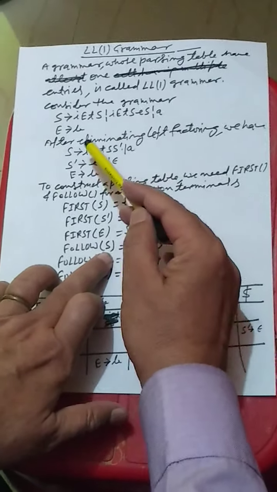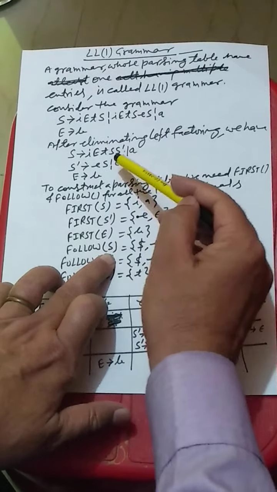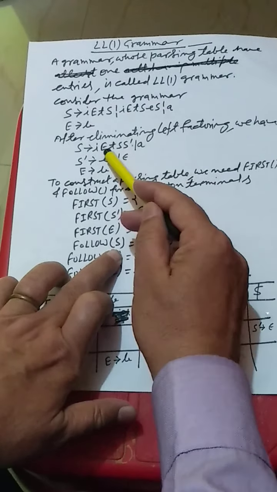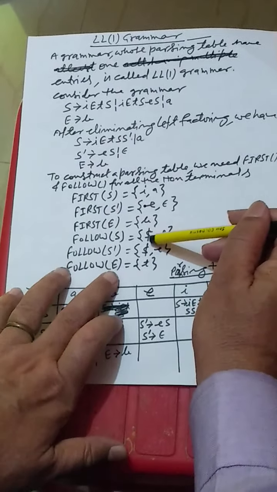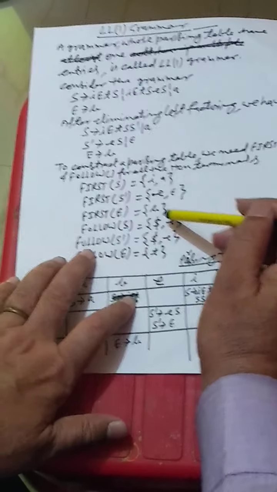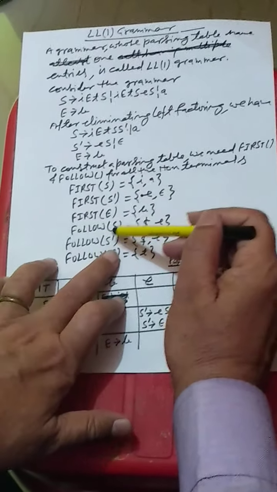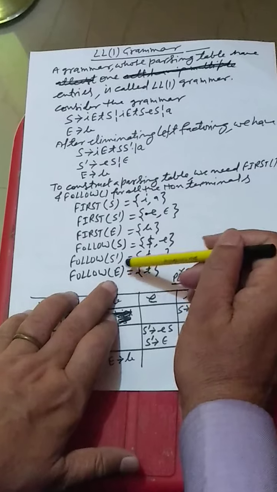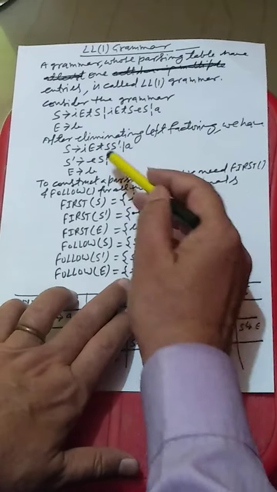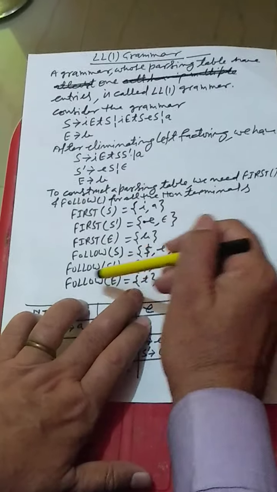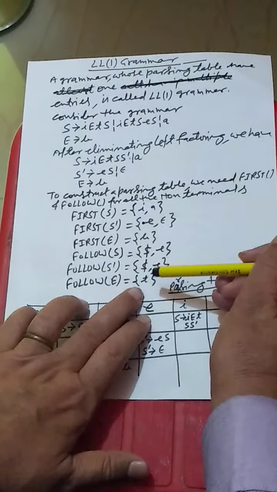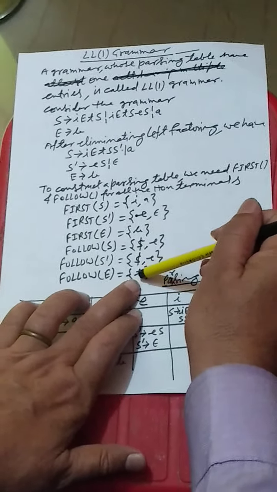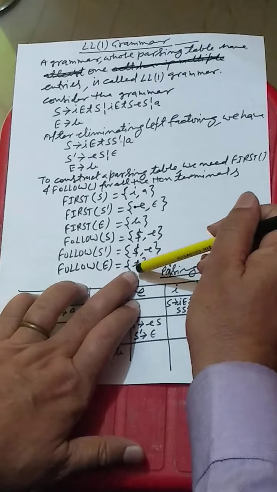Similarly, follow of S. S is the start symbol of this given grammar, so dollar will be there. And this is S produces IET. So follow of S will have dollar comma E according to the rules given in the previous lecture. Follow of S dash is equal to, similarly, dollar comma E. Follow of E is equal to T because यहाँ after E के बाद T आ रहा है. So follow of E is equal to T. You have to confirm whether there may be other terminals also in this calculation or not. So here it will be only T.